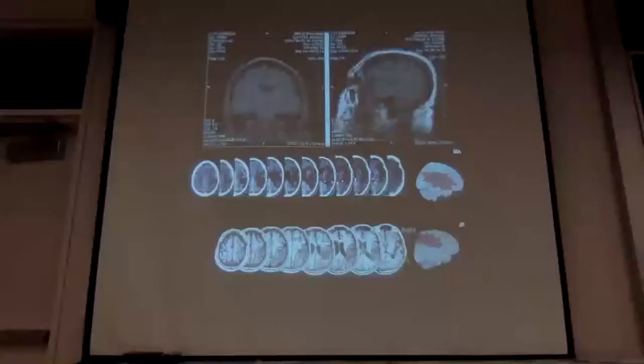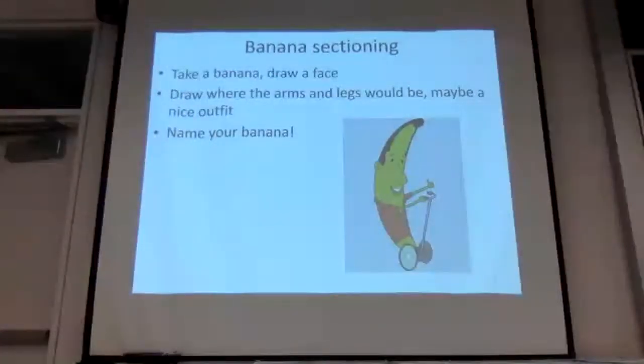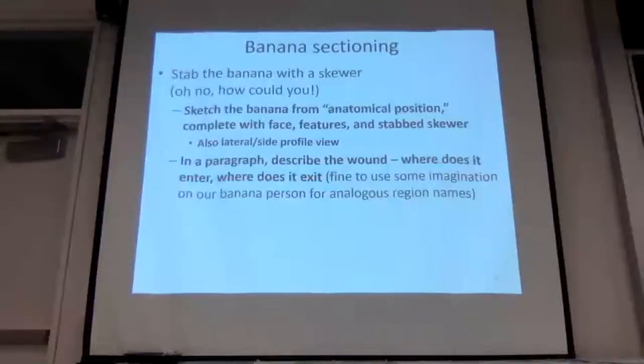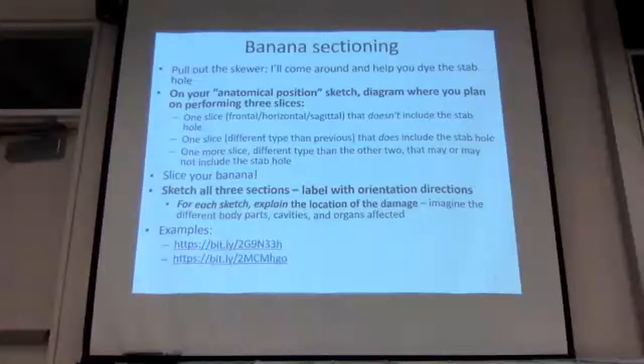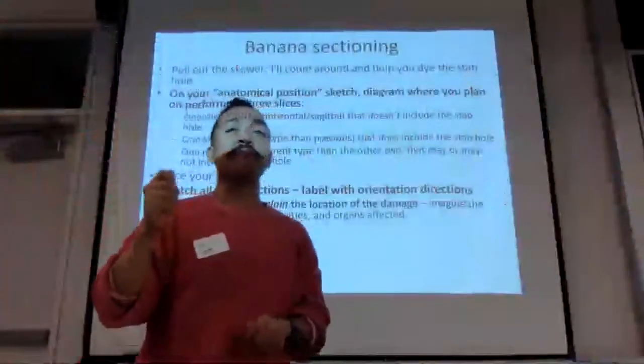Great. So you've taken our banana, we've drawn our banana to show the different body parts and different regions. The stab wounds are, and you've described where, using technical terms, where these stab wounds are. Here's the next thing I'd like you to do. You each have a knife, a plastic butter knife. I want you to use your plastic butter knife to make sections.